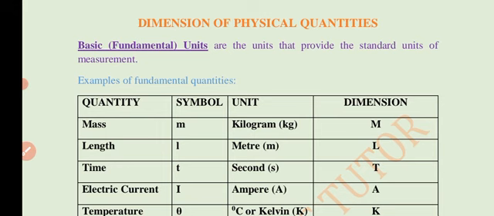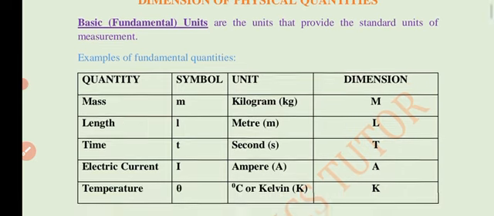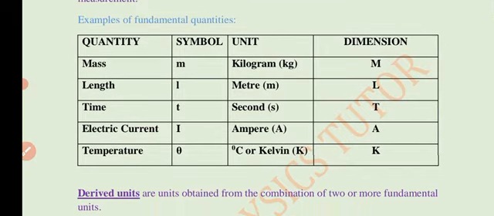The unit of a fundamental quantity is known as a fundamental unit, while that of a derived quantity is known as a derived unit. In the table that you can see on the screen, we have examples of some fundamental quantities, their symbol, unit, and dimension. What is very important to us on this table is the unit and dimension. Let me quickly take us through that.